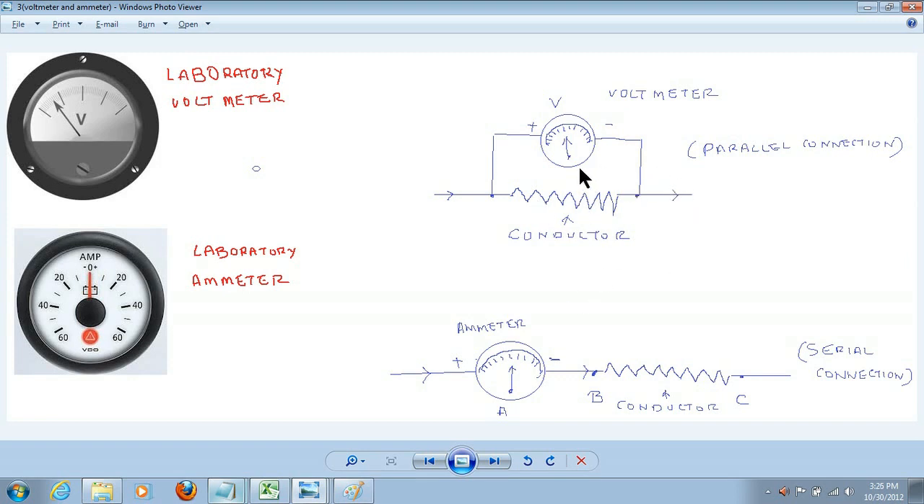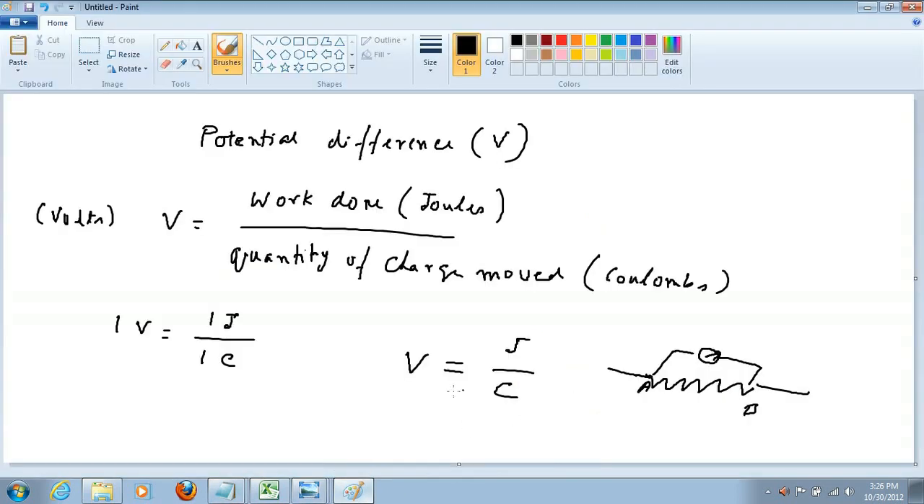So remember, we can measure the potential difference by connecting a voltmeter in parallel. And why parallel? A voltmeter has a very high resistance and therefore current will not pass through the voltmeter. So we can measure the exact potential difference across these 2 points, or between the left and right point of the conductor. So this is the formula: V equal to J upon C.